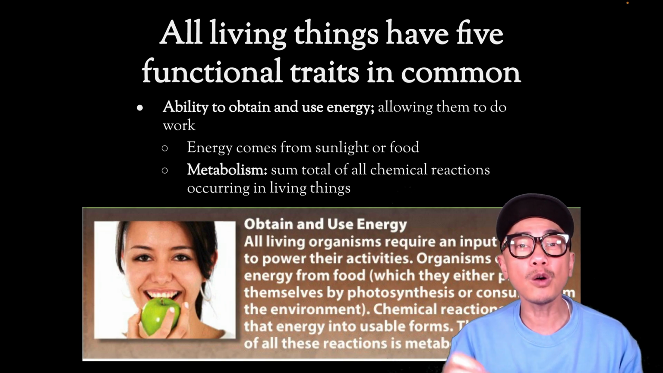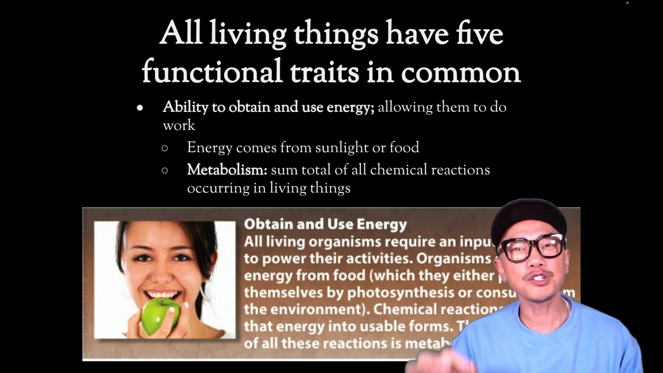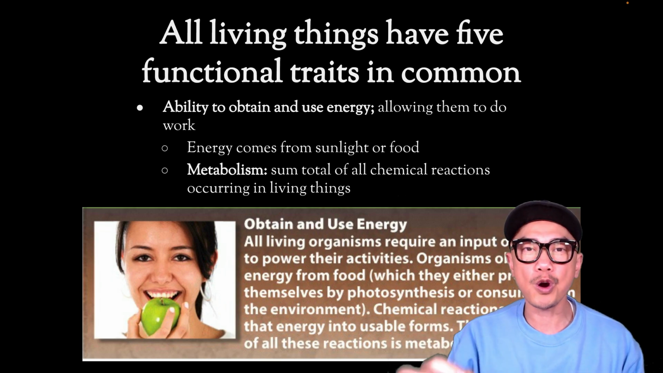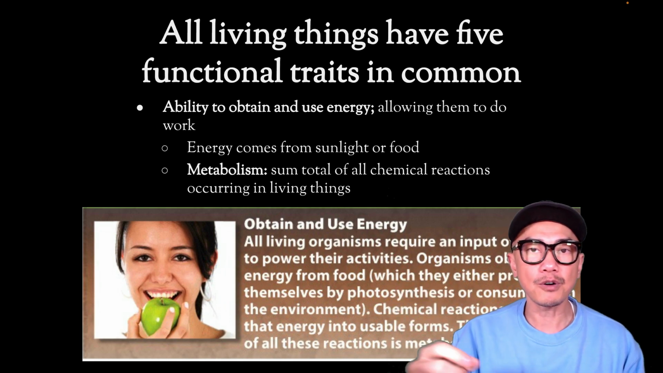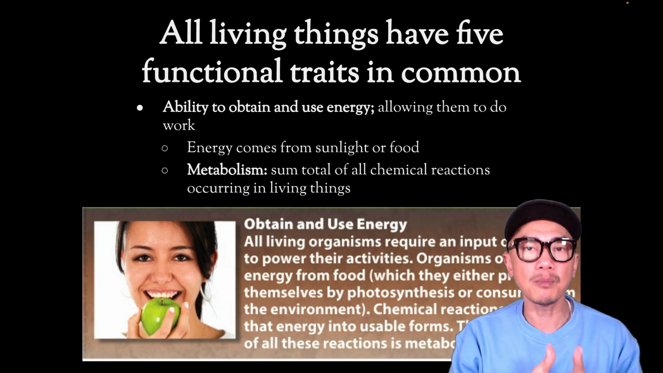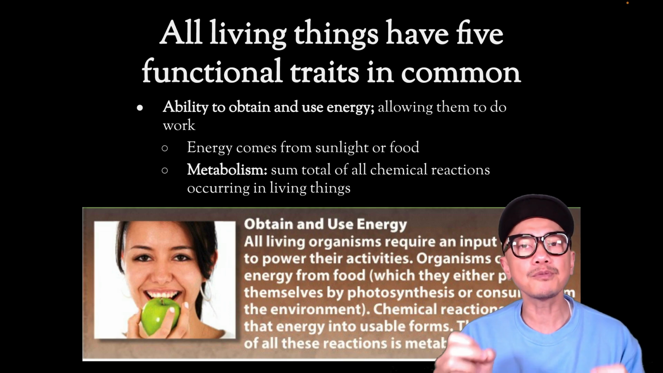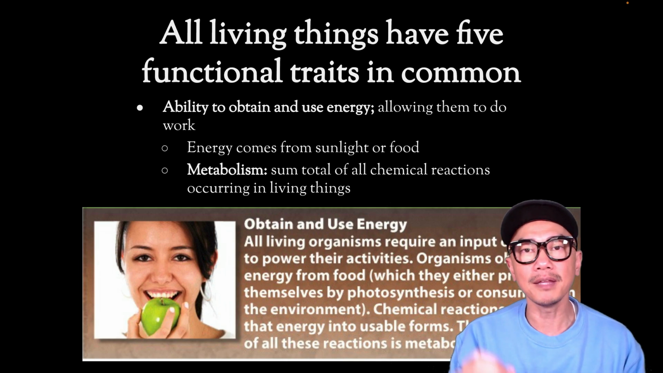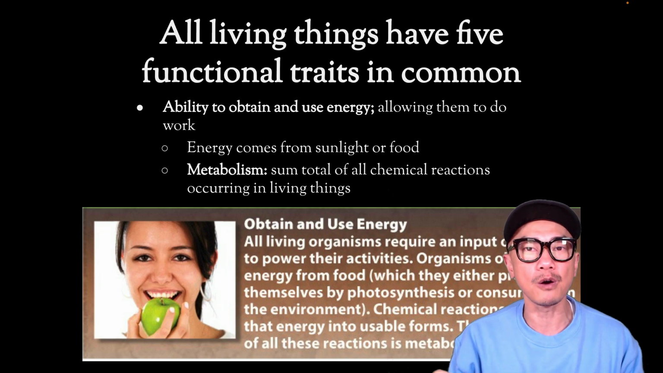All living things also have the ability to obtain and use energy. Energy allows living things to do work and live. They get their energy from the sun or from the food that they eat. Energy powers all of the chemical reactions that take place within a living thing. This is what we call metabolism, and this is what we mean when we say that someone has a fast or a slow metabolism.